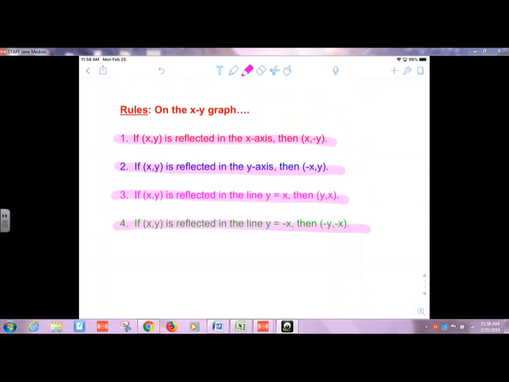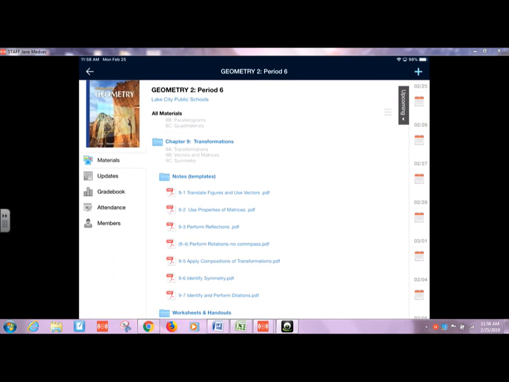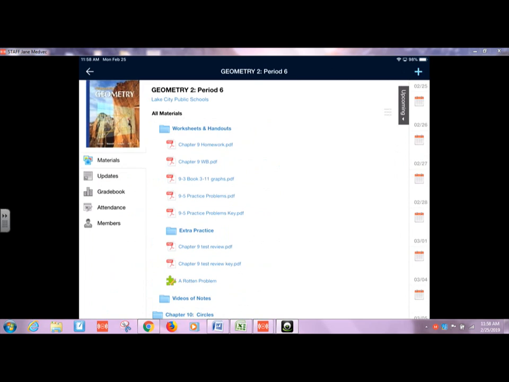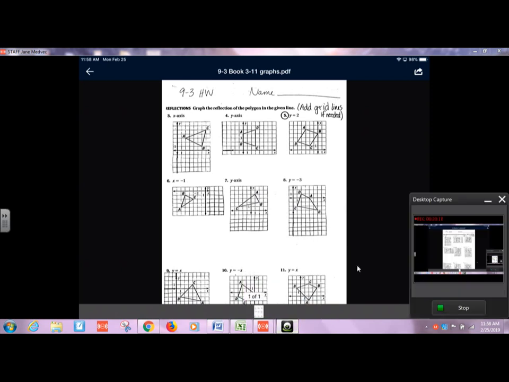Again, in Schoology, if you look in worksheets and handouts, you have the homework, chapter 9 homework, and you're going to notice that there's a 9-3 book, 3 through 11 graphs. What I would do is take this and do it on your iPad. It makes it a little bit easier, and then you can print it off and hand it in if it's a flex learning day. Otherwise, you can just keep it on your iPad. Feel free to ask me questions if you have them. Otherwise, good luck with this assignment, and I will talk to you soon.